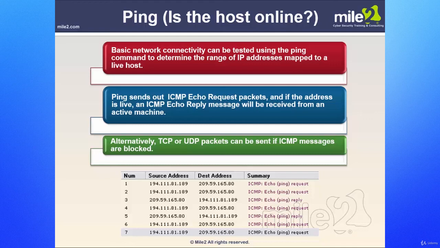So again, ping sends out ICMP echo request packets, and if the address is live, an ICMP echo reply message will be received from an active machine. Ultimately, TCP and UDP packets can also be sent if your ICMP messages are blocked. Pretty cool stuff.